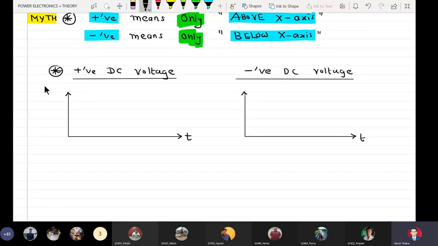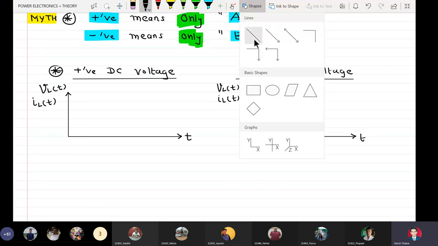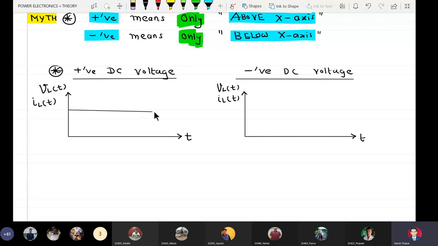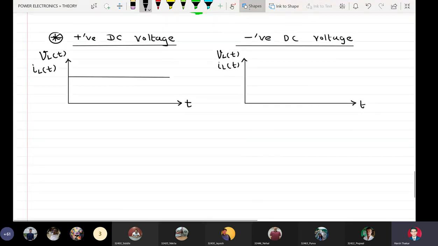Okay, so we have the time scale T. If it is a load voltage, then we will say VL of T, or if it is a load current, IL of T. Similarly, here it can be again VL of T or IL of T. So positive DC voltage means naturally we would be drawing a line like this. So positive DC voltage means it is a signal which is existing only above x-axis. And when I say negative DC voltage, it actually would mean this.